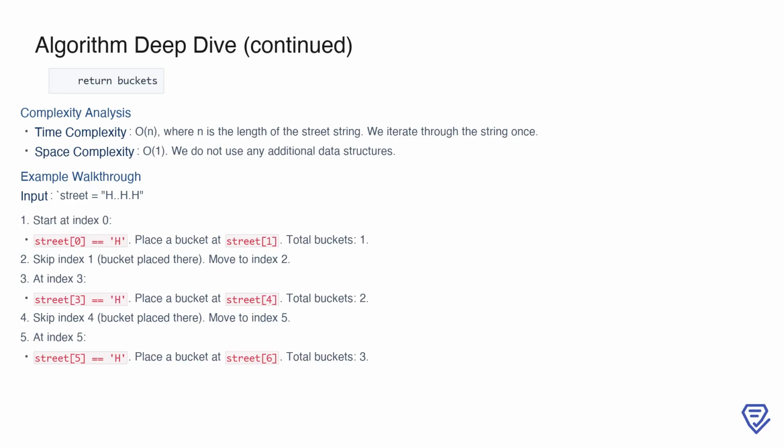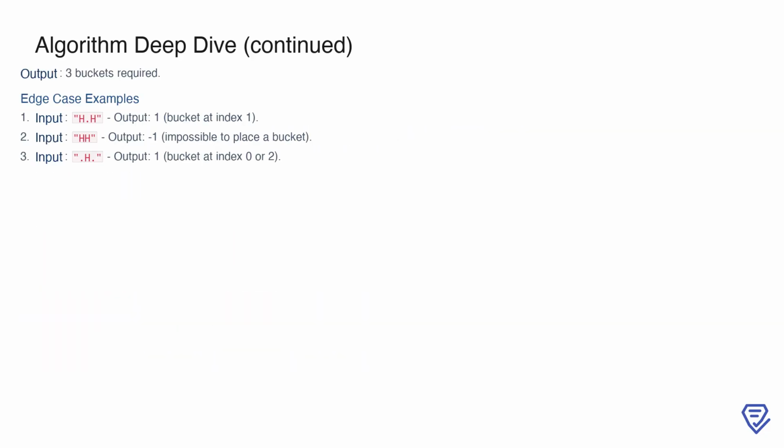The bucket count increases to 2. We skip index 4 and move to index 5. There, we find the last house and place a bucket at index 6, the empty space to its right, bringing the total bucket count to 3. After finishing the iteration, we return the result, which is 3 buckets for this street. The output for the example is 3 buckets, as we successfully placed buckets to cover all houses.